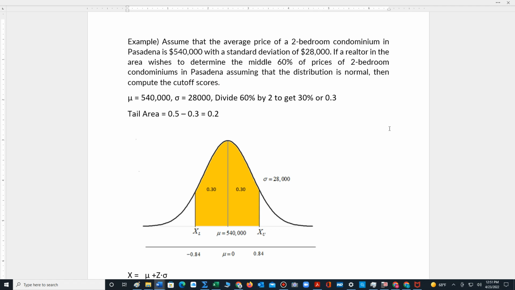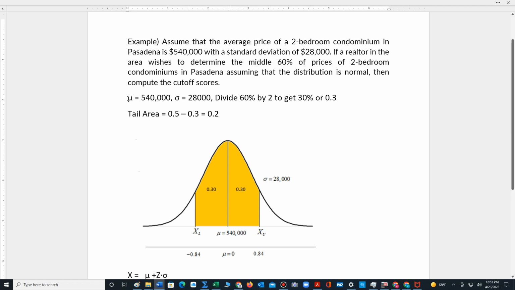If a realtor in the area wishes to determine the middle 60% of prices of two-bedroom condominiums in Pasadena, assuming that the distribution is normal, this informs us that we are allowed to use the normal distribution to solve the problem. Then, compute the cutoff scores.